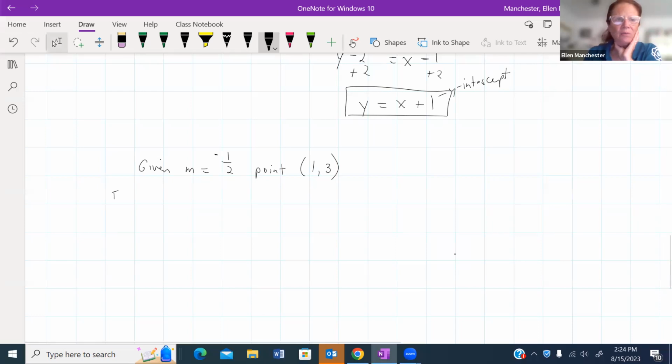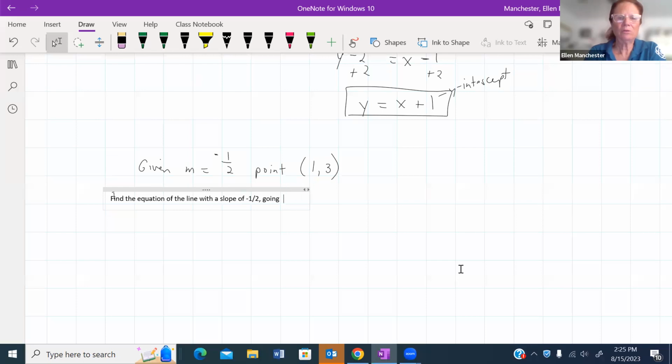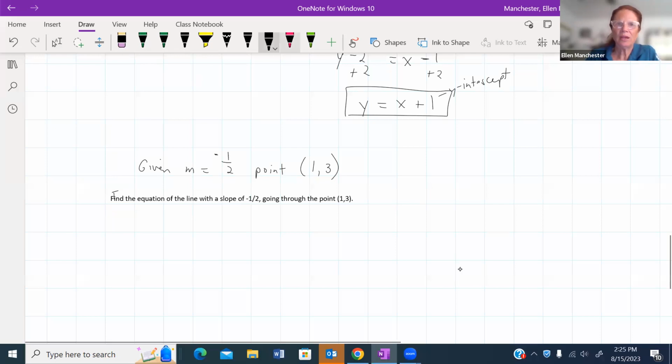So I can type this, it might be easier. Find the equation of the line with a slope of -1/2 going through the point 1, 3. Okay, so the minute you see the term equation of a line, you need a slope, you need a point. You have a slope, there's your slope, you have the point. Okay, so we're good to go.